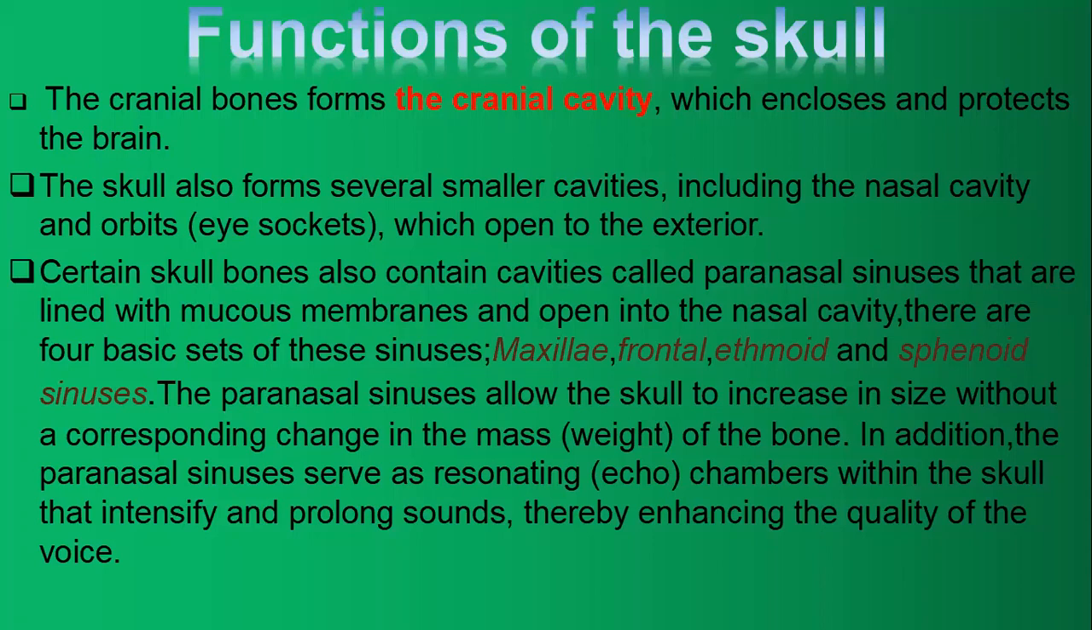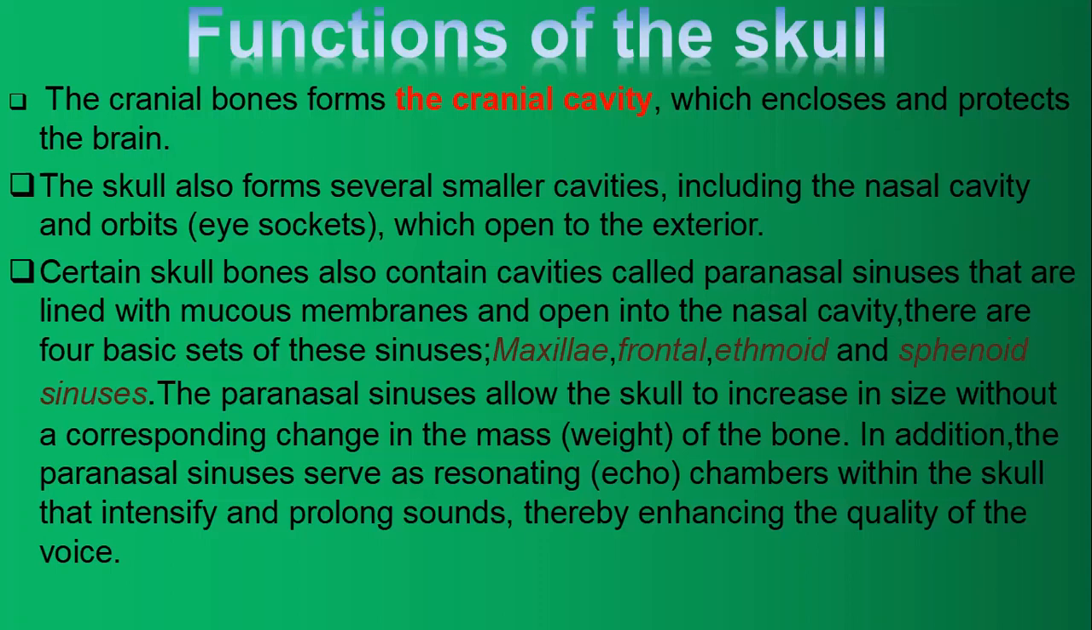Certain skull bones also contain cavities called the paranasal sinuses that are lined with mucous membrane and open into the nasal cavity. There are 4 basic sets of these sinuses, which are the maxillary, frontal, ethmoid, and sphenoid sinuses. These sinuses are openings within this specific set of bones, and they have an important function in which they allow the skull to increase in size without a corresponding change in the mass or weight of the bone.